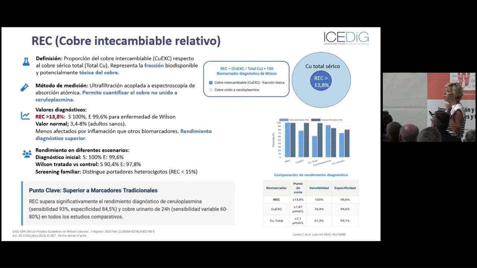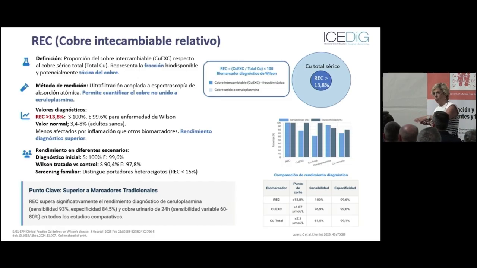In terms of REC, this is the ratio of copper not bound to proteins compared to the overall copper. This is the bioavailable copper, which is toxic, and for the diagnostic value, this is the cutoff point. It's 15%, which is very different to the normal value, and it's less affected by inflammation. Hence, its accuracy for diagnosis purposes is way better. So, with great sensitivity and specificity, the diagnosis is very accurate.